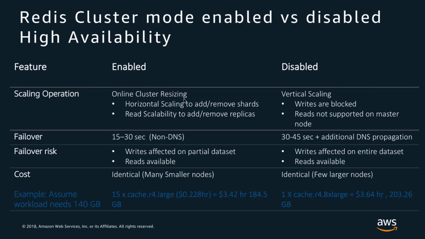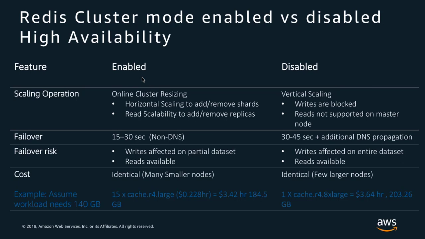To look at the high availability aspect as well, with the Redis cluster mode enabled, since you are able to scale out your partitions or your data, if and when a failover happens, let's say because of an underlying hardware issue, the failover only impacts a small partition of your data, versus with the disabled mode where all your data is in one primary and hence your entire data set is impacted. The Redis cluster configuration also offers faster failovers, where we see failover happening within 15 to 30 seconds. Whereas in the disabled mode, the failovers take relatively longer because there is an additional DNS propagation delay that's encountered in the disabled mode.